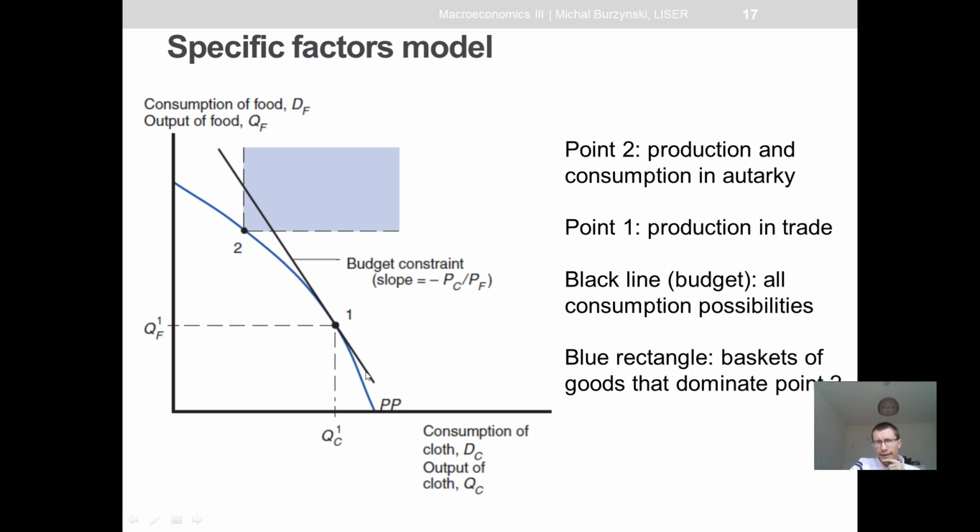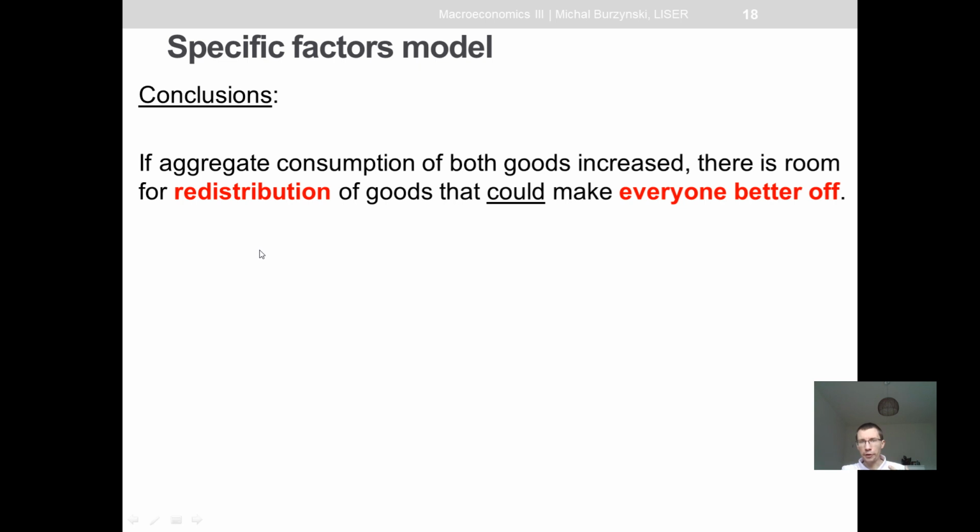So what does it mean? It means that there are necessarily some combinations of consumption of good F and good C that lie in this rectangle, this blue rectangle you can see over here. And this rectangle is very important because it contains all the baskets of goods that dominate the initial equilibrium with no trade. So for example, if you consume this particular amount of goods, you consume more of both goods, which means that this consumption dominates the previous one, the no trade consumption. Conclusion: with trade, you have a possibility, but not necessity. Possibility that you can consume baskets that dominate the no trade consumption bundles, which means trade can be beneficial for everyone.